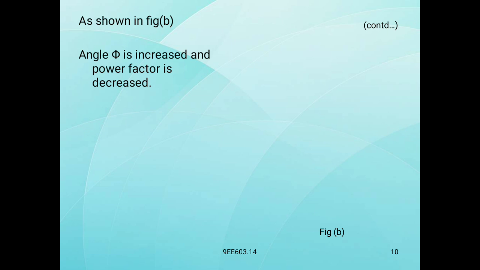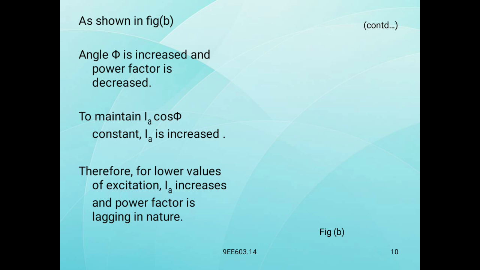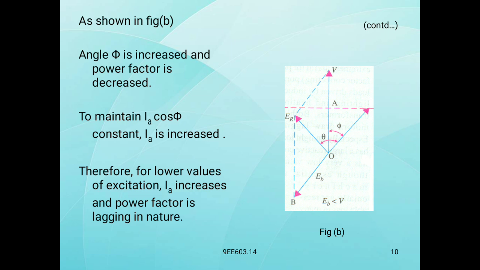The angle phi is increased and the power factor is decreased. To maintain IA cos phi constant, IA is increased. Therefore, for lower values of excitation, IA increases and the power factor is lagging in nature. See here, observe this diagram.